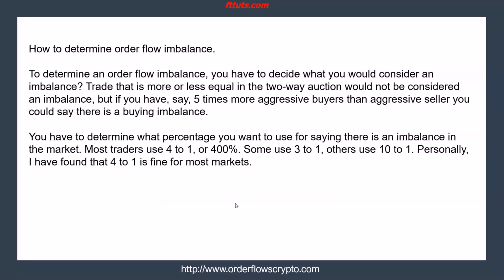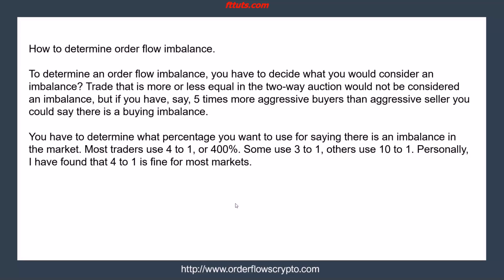Now, how to determine an order flow imbalance? Well, you have to decide what you're going to consider to be an imbalance, right? Trade that is more or less equal in the two-way auction is not going to be considered an imbalance. But if you have, say, 5 times more aggressive buyers than aggressive sellers, then you could say there's a buying imbalance. But again, you have to decide. Most traders use 4-1, 400%. So 4 times as many aggressive buyers than aggressive sellers, and vice versa, 4 times as many aggressive sellers than aggressive buyers. Now, you're not beholden to have to use 4-1.